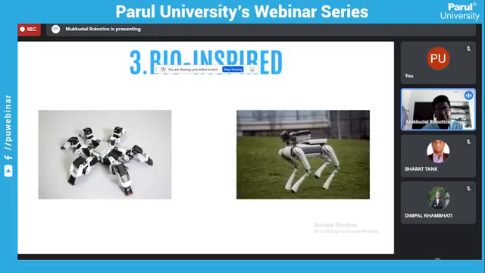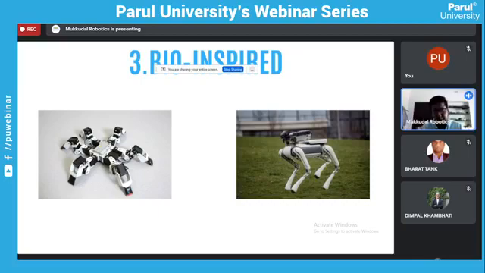The third one is the bio-inspired robot. A bio-inspired robot is a robot which looks like a biological creature of our Earth. This robot is exclusively meant for spying purposes. For example, in the picture I have shown you the spider model, and the next one is a dog model.